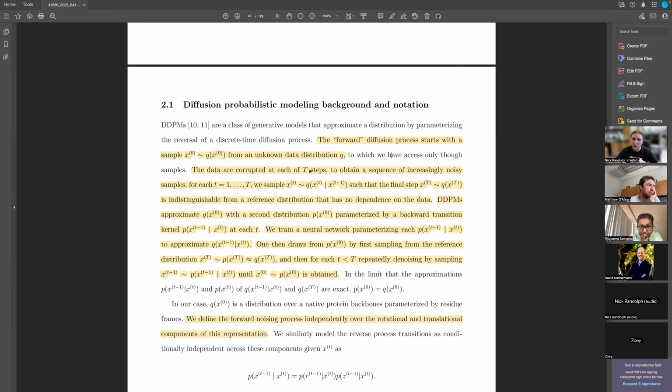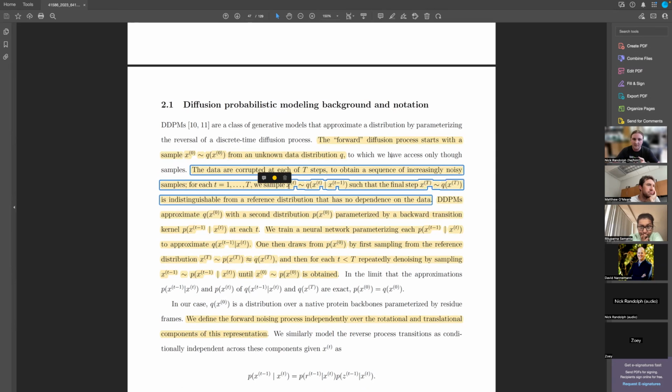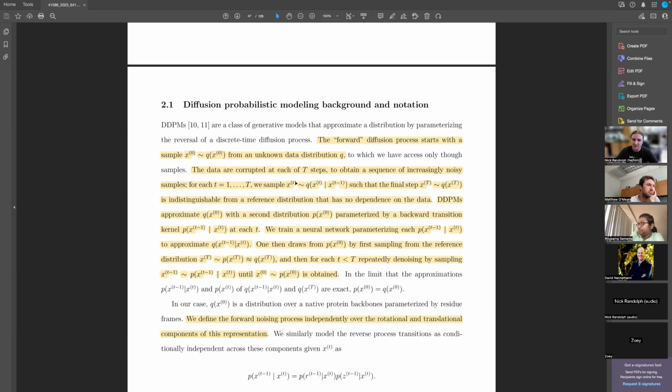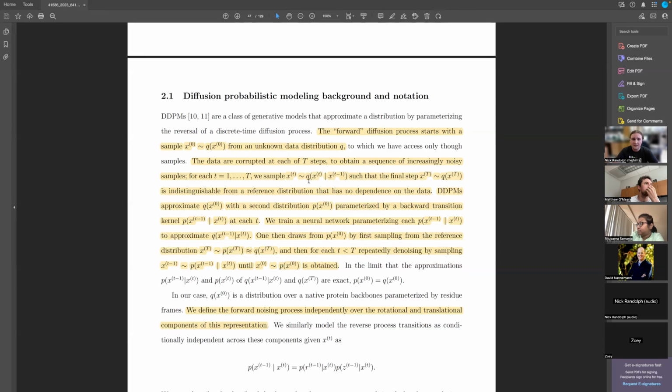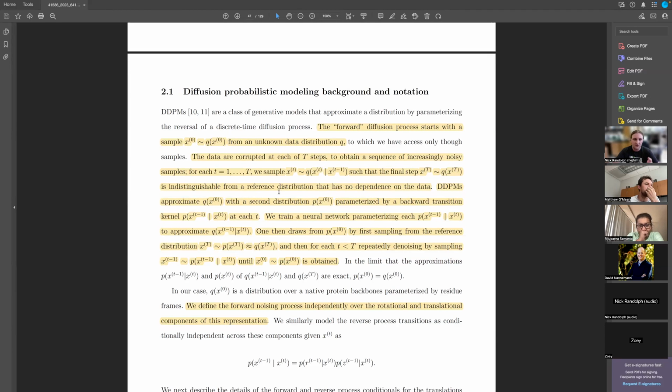The data is then corrupted to produce noisy structures. So they sample a bunch of noisy structures at certain time steps based on this noisy distribution that accumulates noise from the previous noisy structures. And you noise it all the way such that the final time step at capital T is indistinguishable from a reference distribution. So this is your prior distribution. In our case, for the translations, it's a Gaussian distribution.